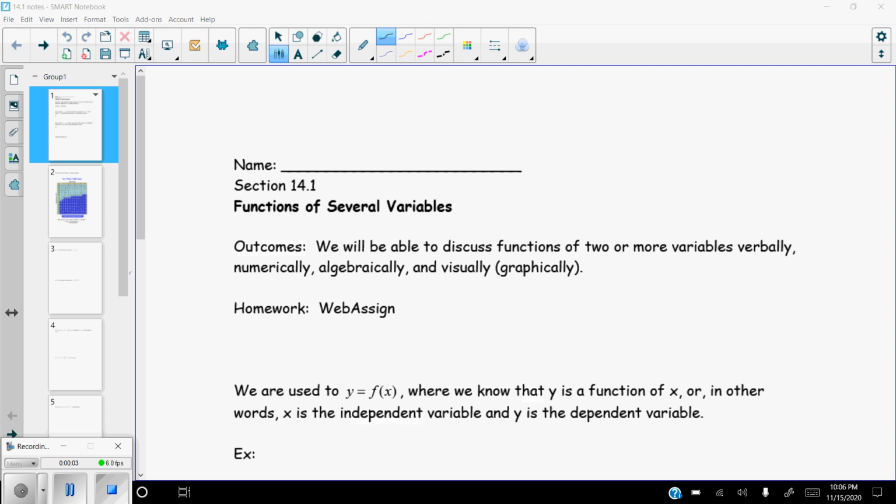Okay, so now we are in the new chapter section, chapter 14, section 4.1. We've done a lot of work up to this point to get to functions of several variables. What we've been used to doing with basically two-dimensional stuff in the past is functions of two variables, usually like a y and an x. So we're going to be able to discuss functions of two or more variables verbally, numerically, algebraically, and visually or graphically. It's kind of the goal here.